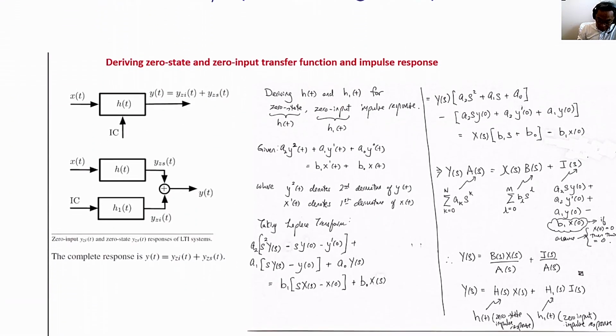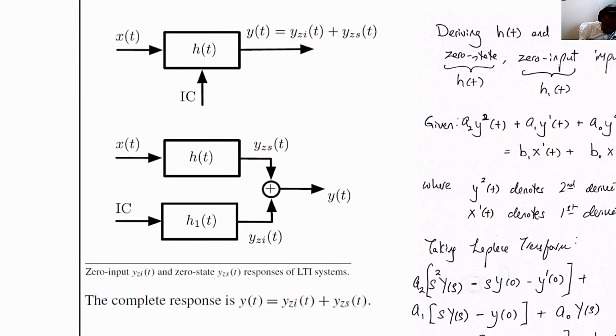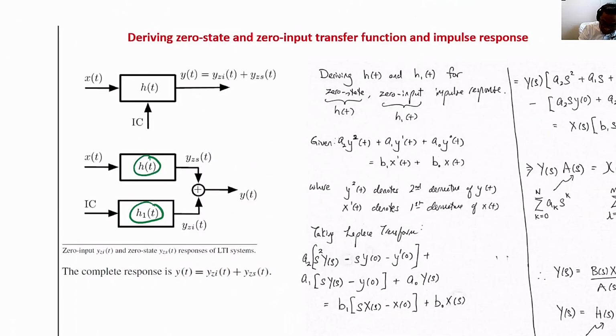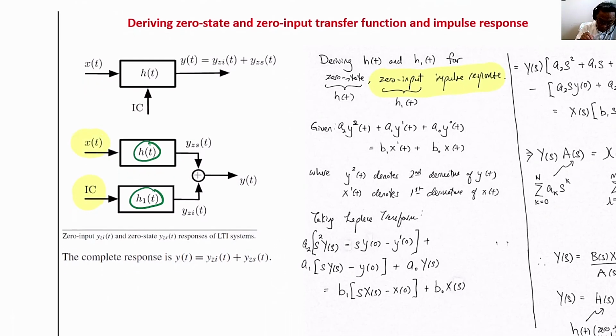Alright, let us now have this example to derive what is h of t and what is the difference between h of t and h1 of t. h1 of t is the impulse response you can consider when we have zero input. We are firing the initial condition into the system. What about when we fire x of t into the system? We need h of t, the original system itself. It is the zero state impulse response.